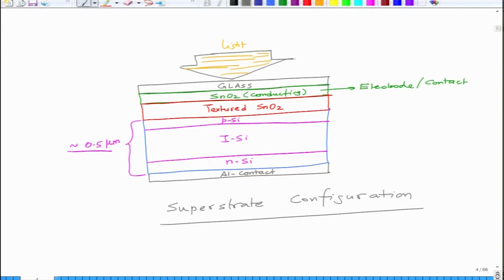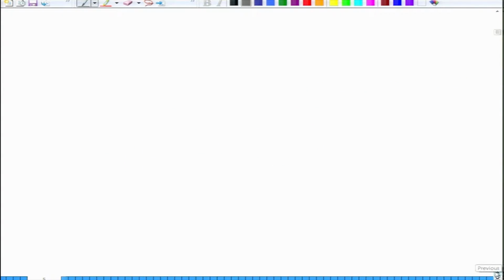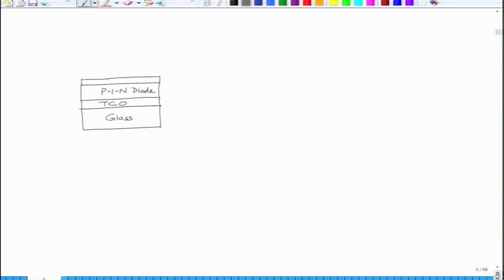Light can also come from the other side if you have a transparent electrode on top. If you replace this aluminum contact by a transparent electrode, then the light can come from the top, and you replace the transparent electrode on glass with a non-transparent electrode. That is also a possibility. So you can have two configurations. The first configuration is the substrate, followed by a transparent conducting oxide, followed by the photodiode, which is the pin diode, followed by a metal. So this is glass, this is TCO, transparent conducting oxide, this is the pin diode, and then you have a metal contact which also acts as a reflector. Light comes from this side.